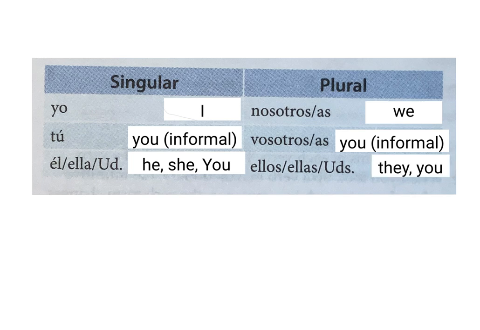Ellos and ellas is they. And ustedes is you informal. You formal and plural. So on your quiz, you're going to have to know these. You're going to have to know your personal pronouns. You're also going to have to know what would replace it. So if you were to say, my friend and I, what verb would you use?